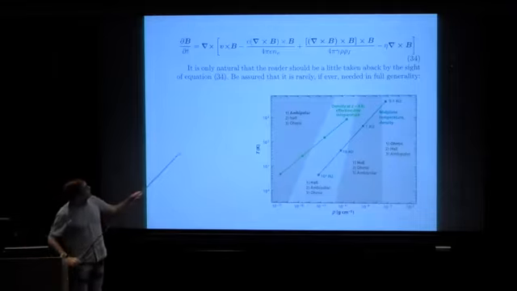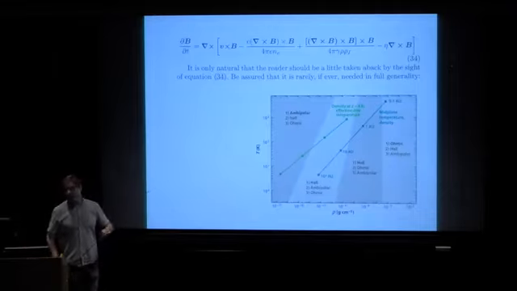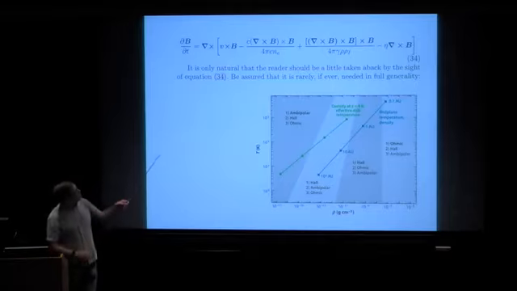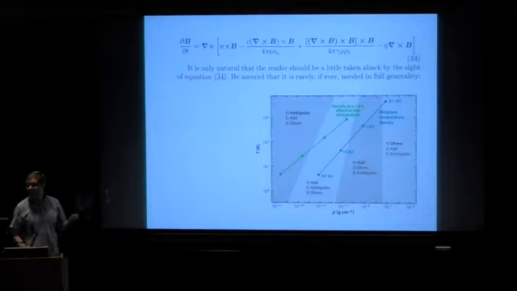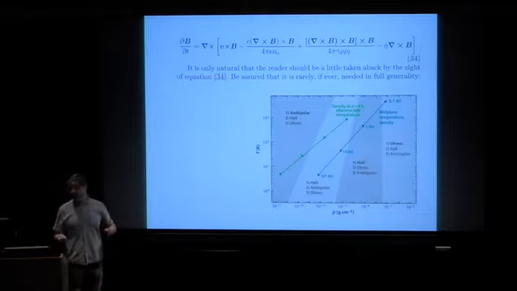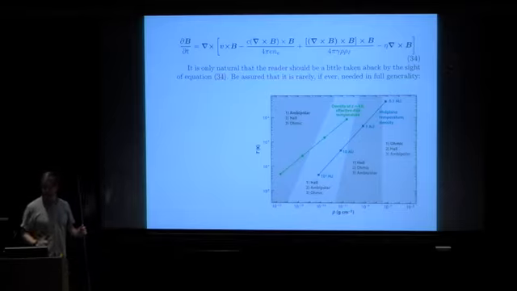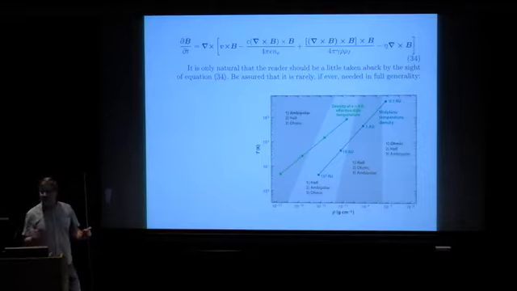So if you go to Steve's article on this, he gets to this non-ideal induction equation, and then says it's only natural the reader should be taken aback by the sight of this equation. In the sense, I think, that it's not looking very nice. Be assured that it's rarely needed in full generality. Okay, so that's sort of encouraging words. Protoplanetary disks are one of those circumstances where, unfortunately, it's often necessary, maybe not to consider all of these terms at once, but generally to consider more than one.